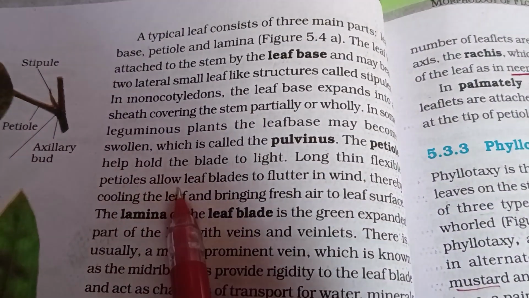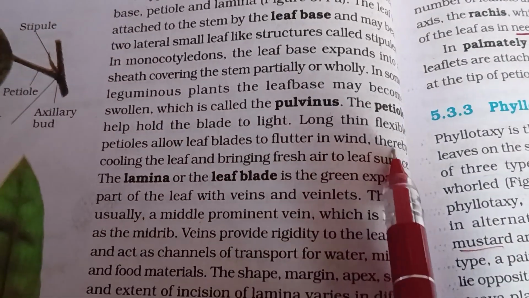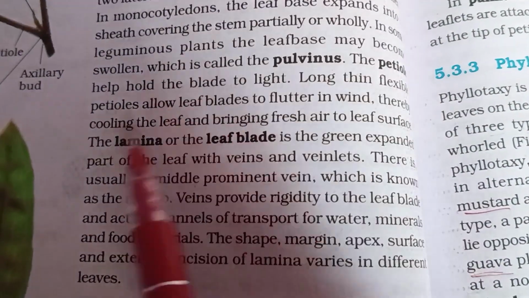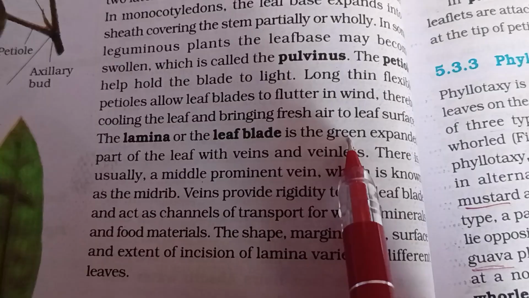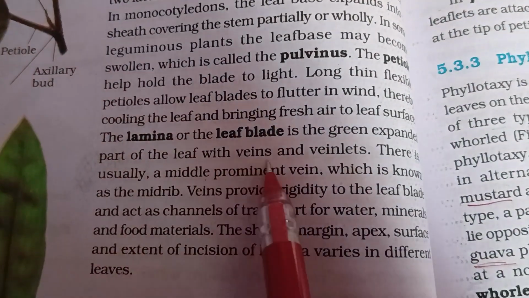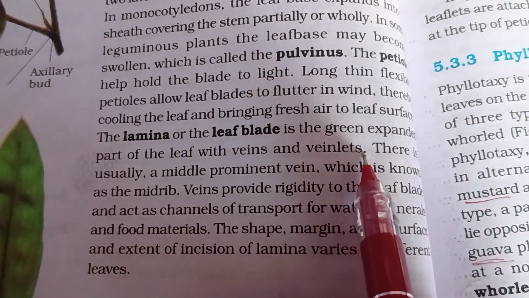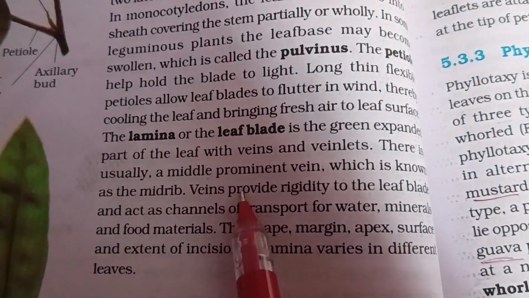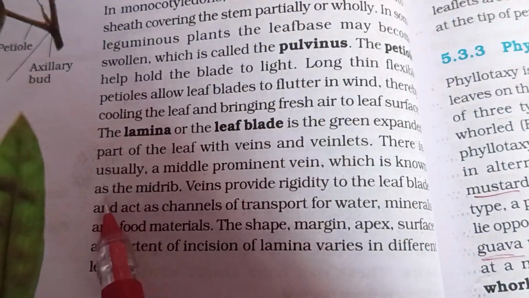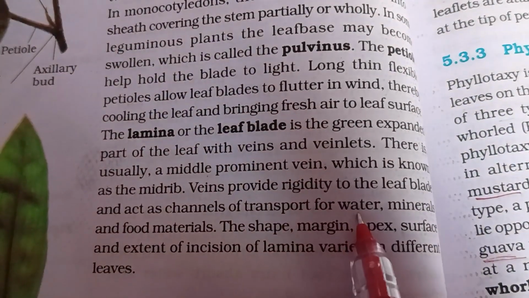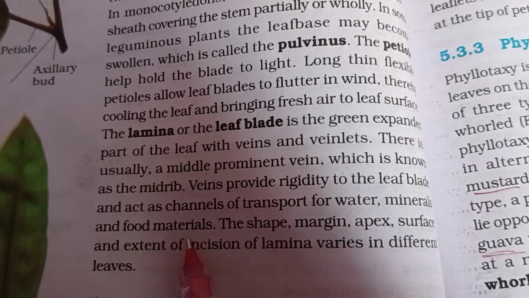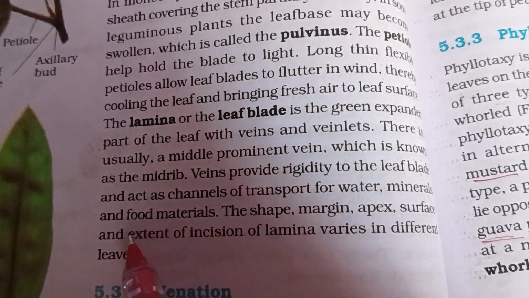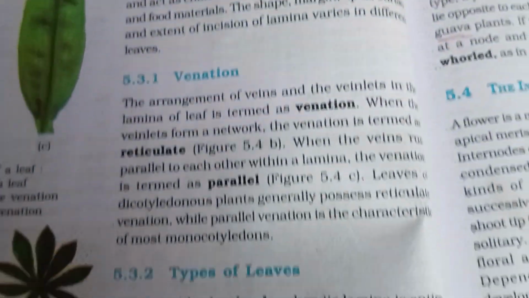Long, thin, flexible petioles allow leaf blades to flutter in wind, thereby cooling the leaf and bringing fresh air to the leaf surface. The lamina or the leaf blade is the green, expanded part of the leaf with veins and veinlets. There is usually a middle prominent vein which is known as the midrib. Veins provide rigidity to the leaf blade and act as channels of transport for water, minerals, and food materials. The shape, margin, apex, surface, and extent of incision of lamina varies in different leaves.